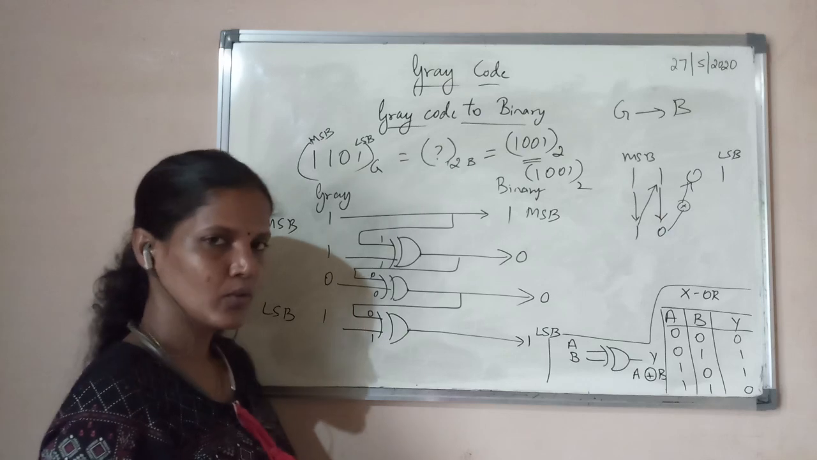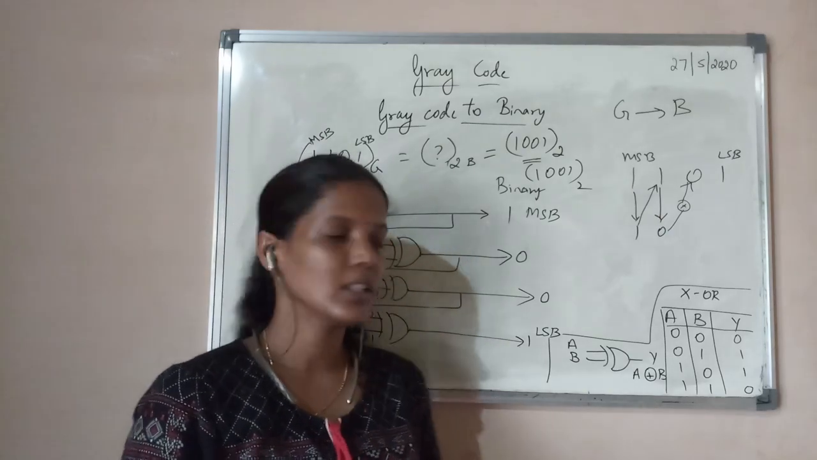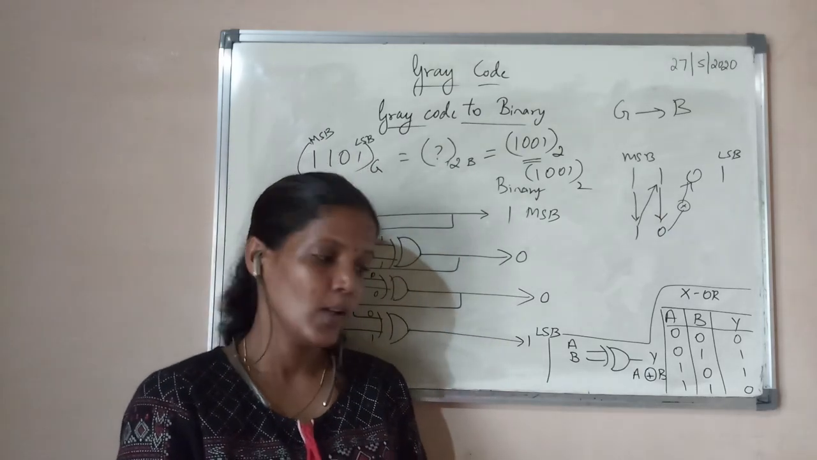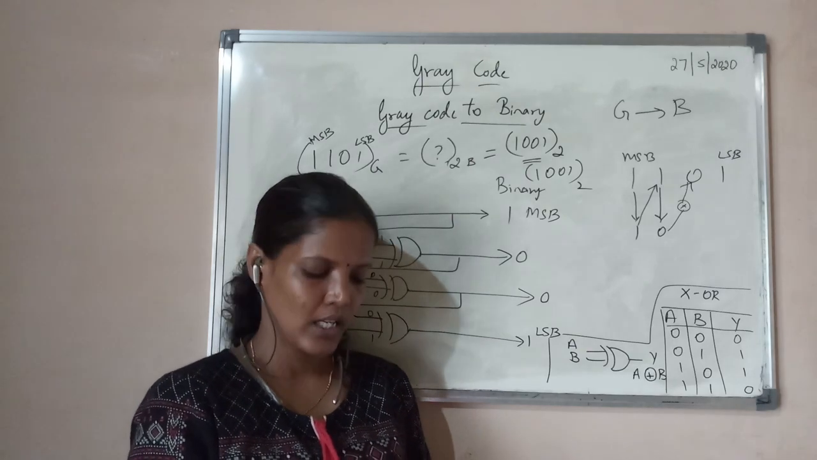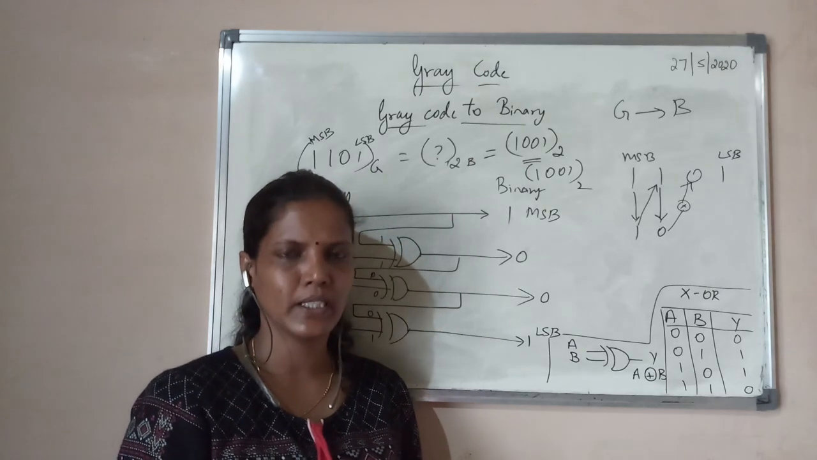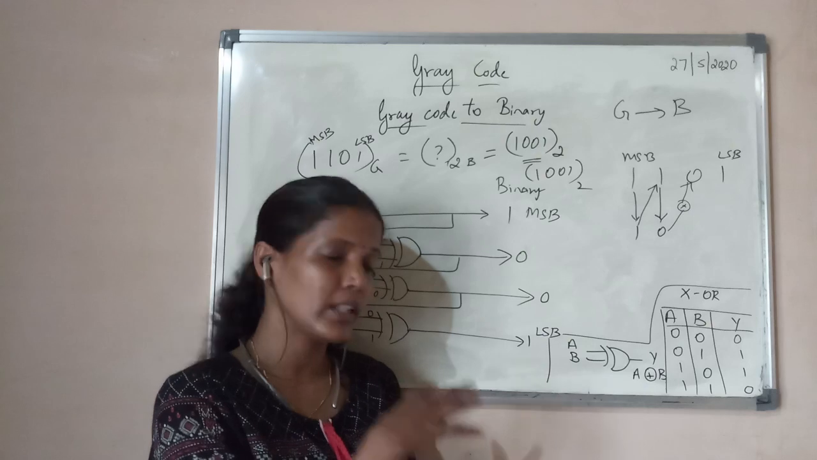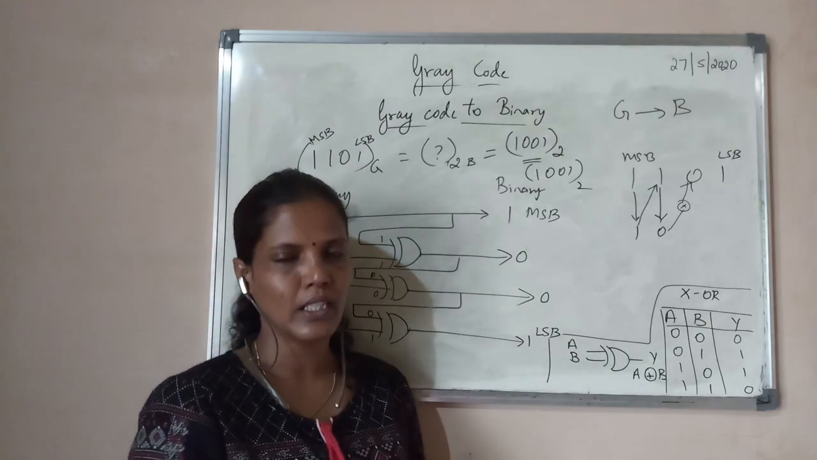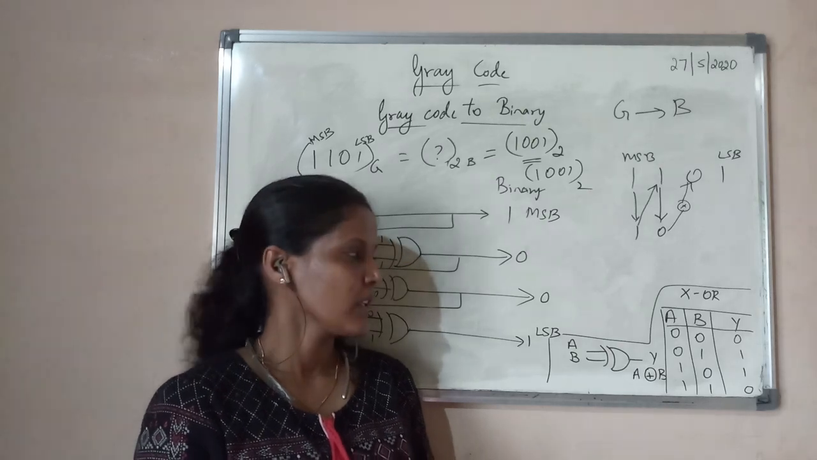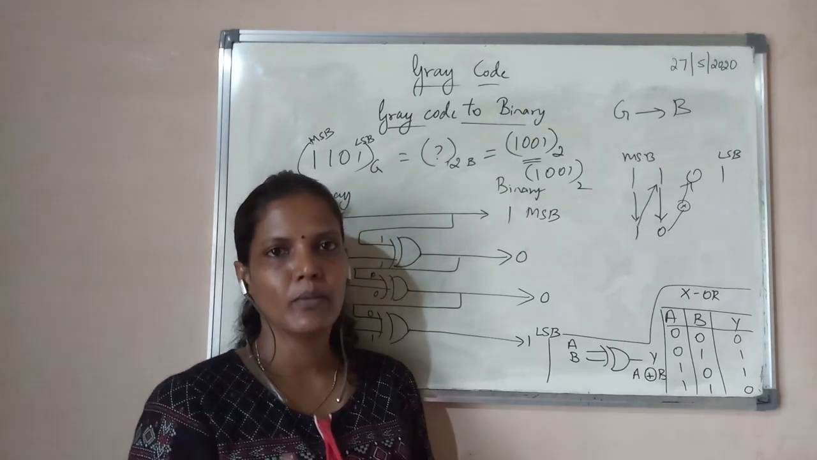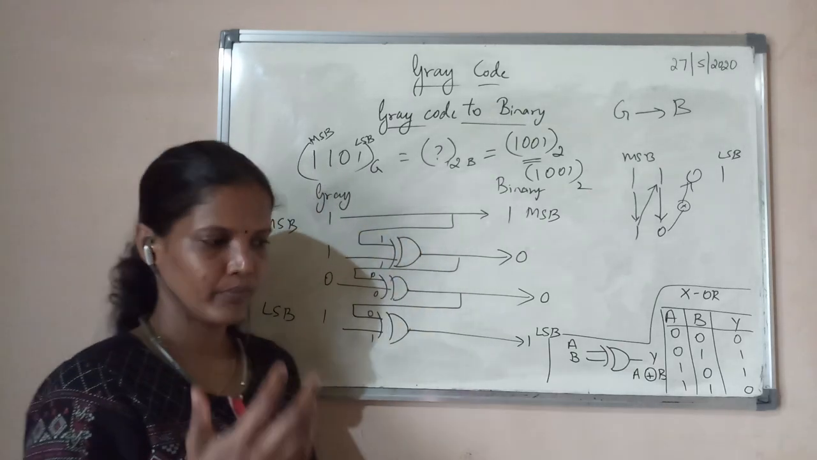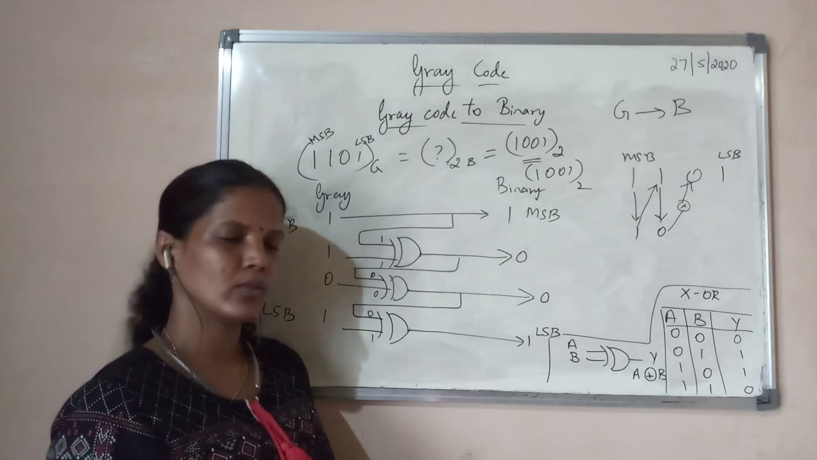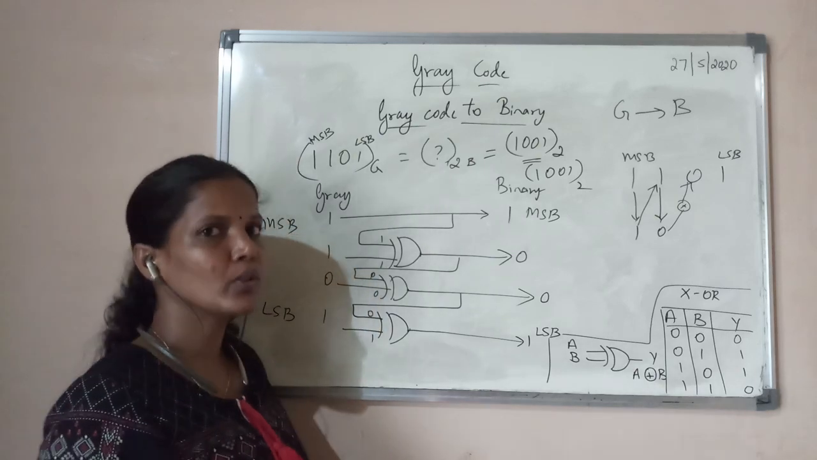Yes, we have two different methods. One is direct conversion, the other is using XOR gates. You have to practice both, and in the exam, if they specify that you have to solve using XOR gate, only then you have to follow this method. Otherwise you can directly write the answer. After this video I am going to give you some problems as homework. You have to solve those problems using both the methods.